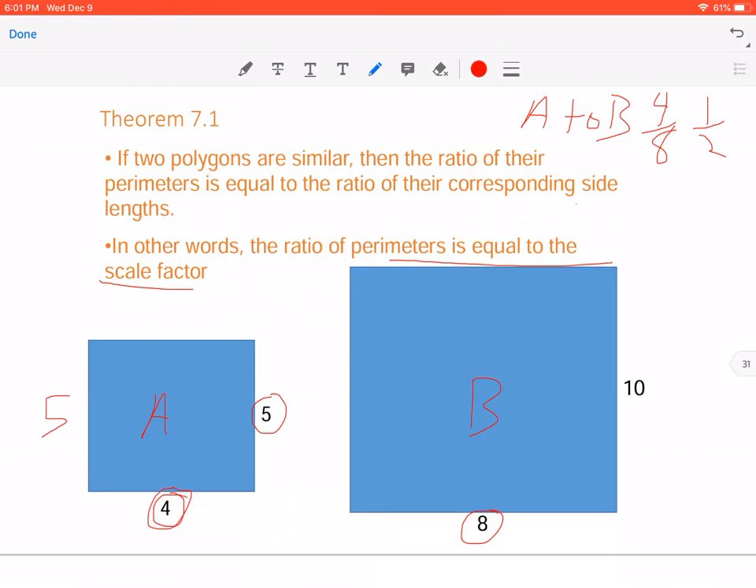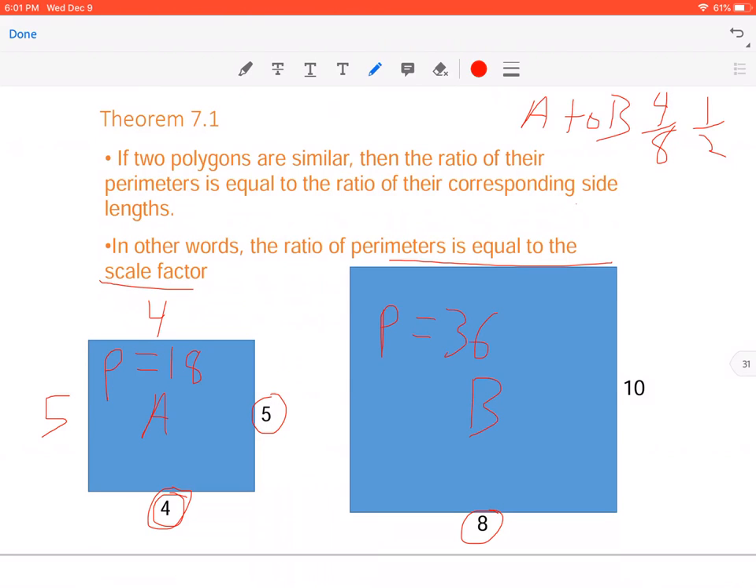If this is 4, this is 4. So what's the perimeter of this rectangle A? 5 and 5 is 10. 4 and 4 is 8. That's 18. The perimeter of this one should be 2 times as big. 18 times 2 is 36.